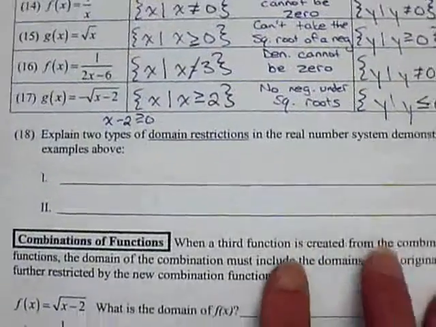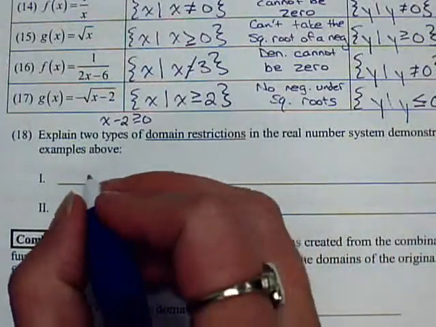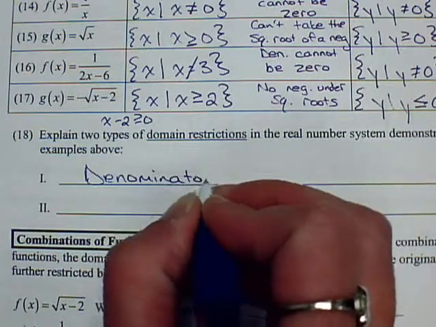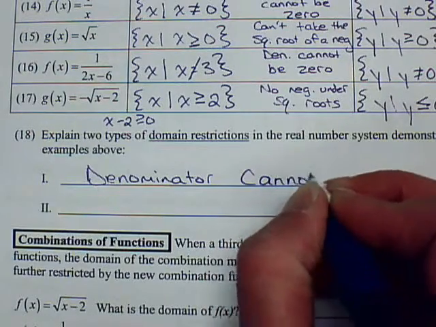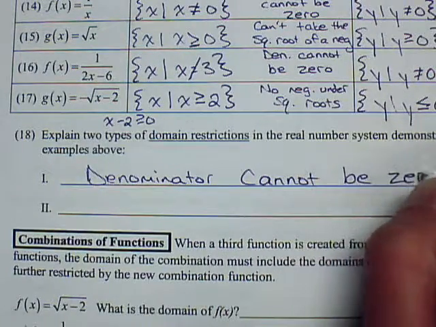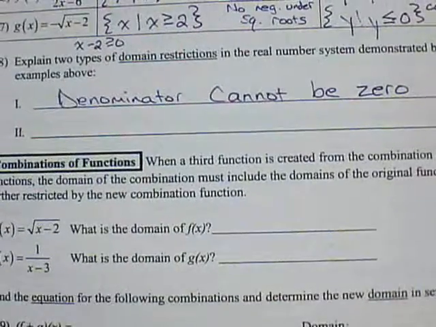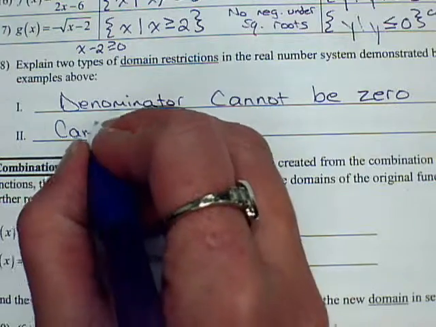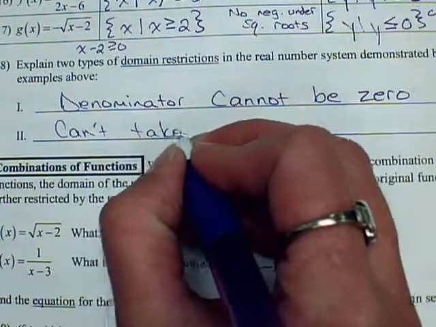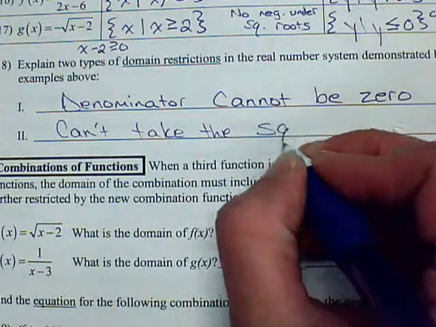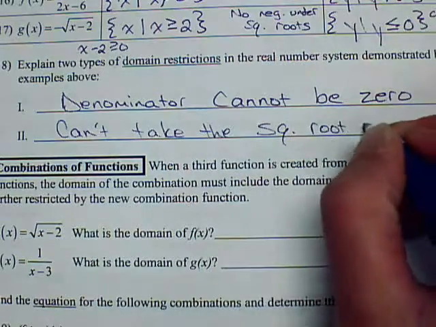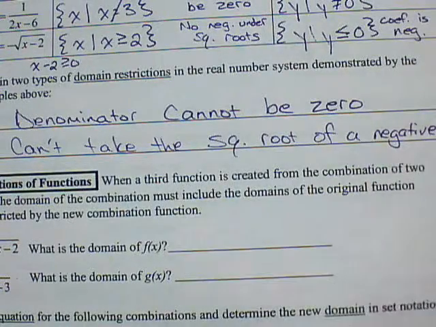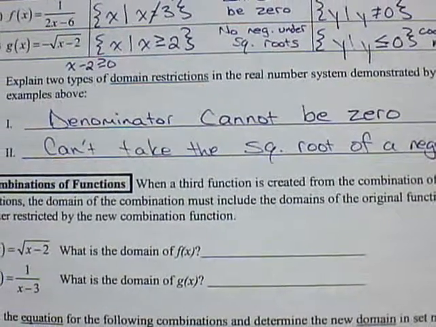So the big two types of domain restrictions: the denominator cannot be 0. Big one. So thou shalt not. And here, you can't take the square root of a negative. You do get an answer, but it's not a real number answer, so that's why we're having to restrict it.